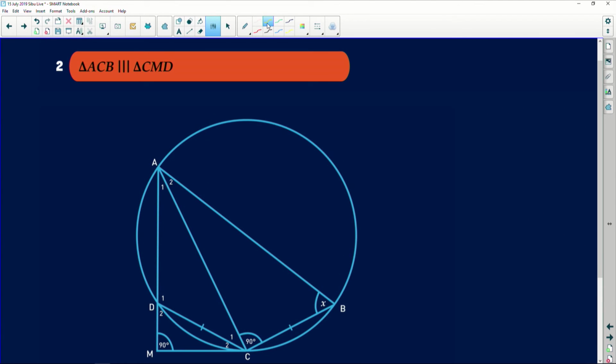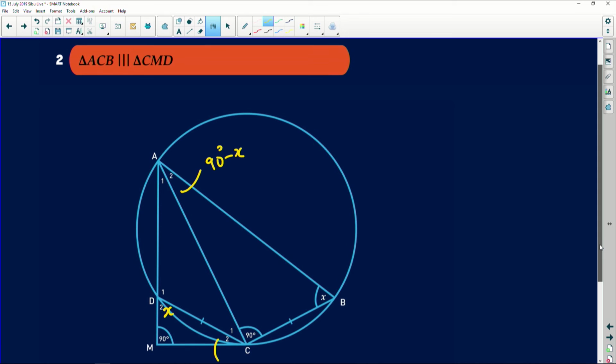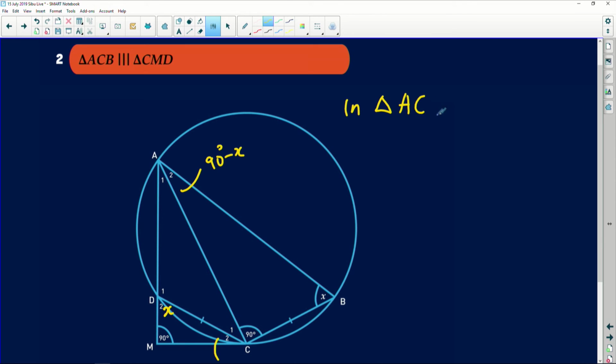Now, don't forget what we have already found. We found that this angle is 90 degrees minus X. We found also that this D2 here is X. We found that this one is also 90 degrees minus X. So I'm looking for 3 things in triangle ACB and triangle CMD that are going to be equal. In this case, 3 angles. We have to prove that the corresponding angles are equal to each other. Once we can do that, that will be conclusive proof.